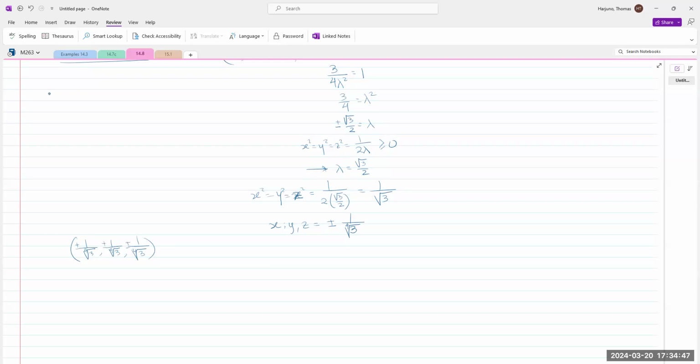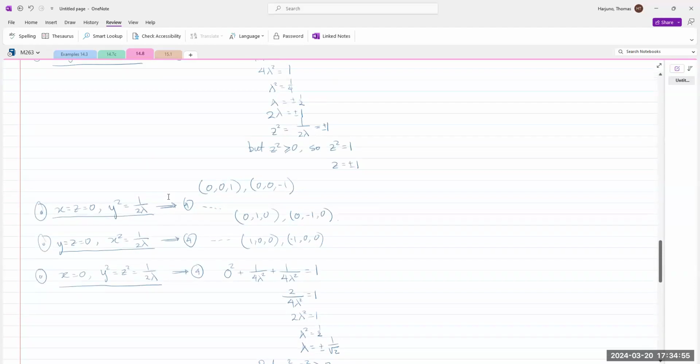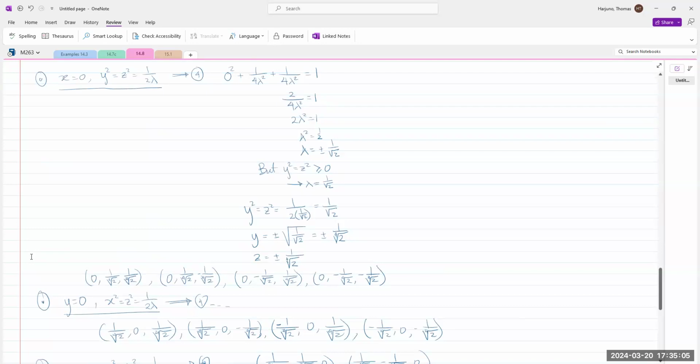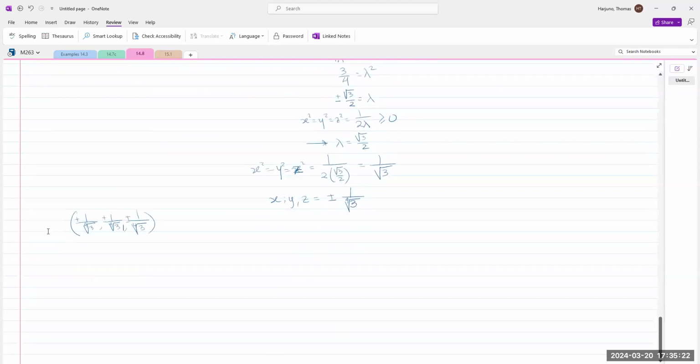Okay, so the first one is, we have 1 or negative 1, the rest are 0, right? There are 6 of them. And then the second type, we have 1, 0, but the other 2 are 1 over 4th root of 2 with plus minus. And the third type is plus minus of 1 over 4th root of 3 for each of them. Okay, now let's compute the value.